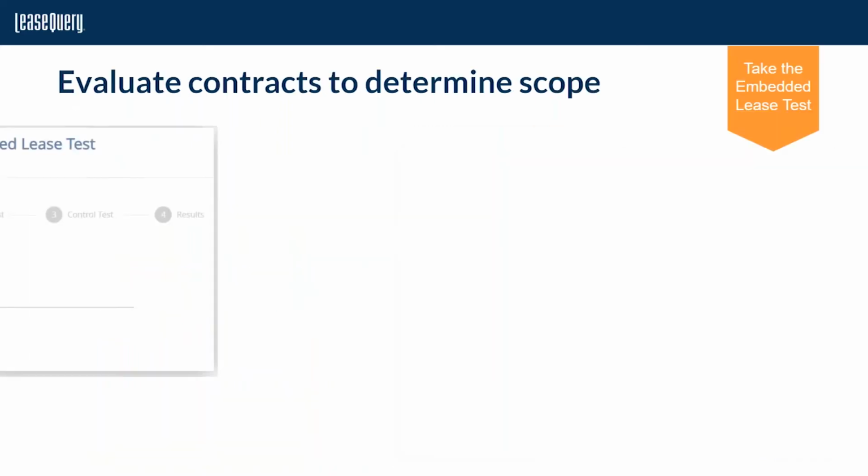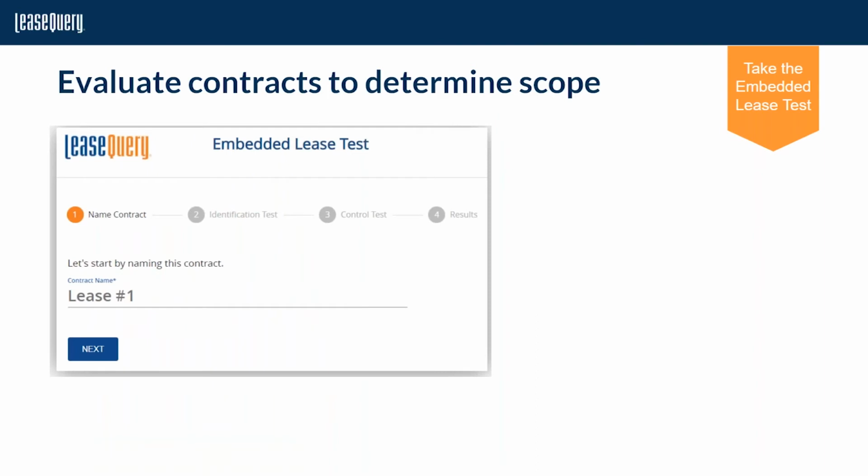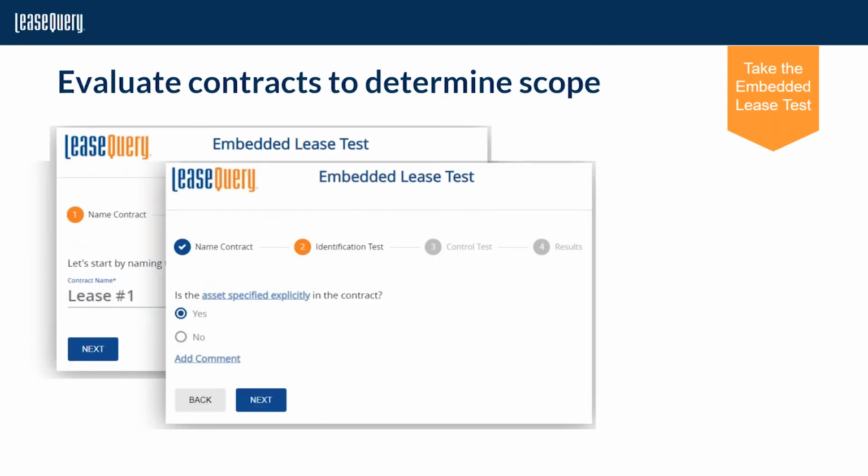To take the test, you answer a series of yes or no questions about an agreement, and the test will email you whether you have an embedded lease or not based on your answers. So first, you give your contract a name. Then move on to the identification criteria. Is the asset specified explicitly? In our case, it was exact shelves and square footage or corner of the warehouse as opposed to just any amount of space.